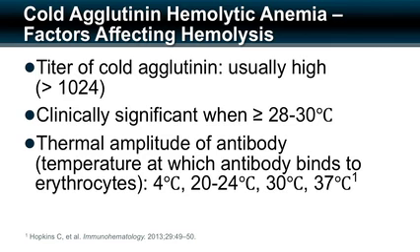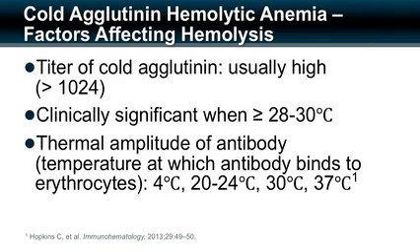Now, the factors affecting hemolysis also reflect whether it's clinically significant. One can have cold agglutinins and not have particularly significant clinical disease. The titer, again, is usually high, and that will help to sort out clinically important from non-important, but it's not in and of itself diagnostic. The real significance of cold agglutinins is whether they cause precipitation or agglutination of the red blood cells at least at 28 to 30 degrees centigrade, because the body doesn't normally get below that temperature.